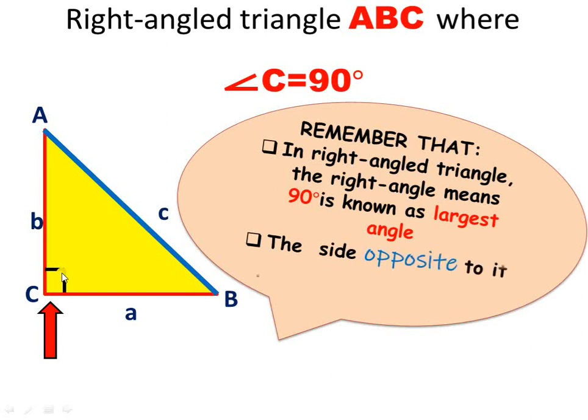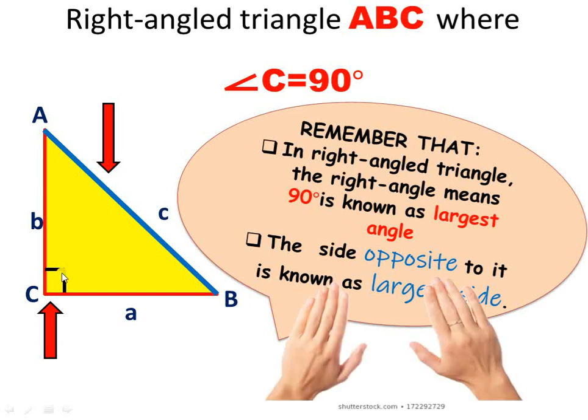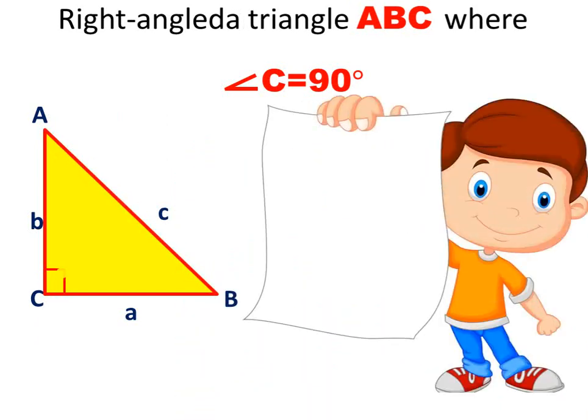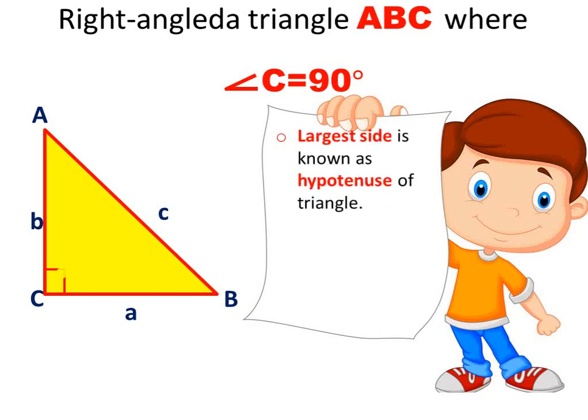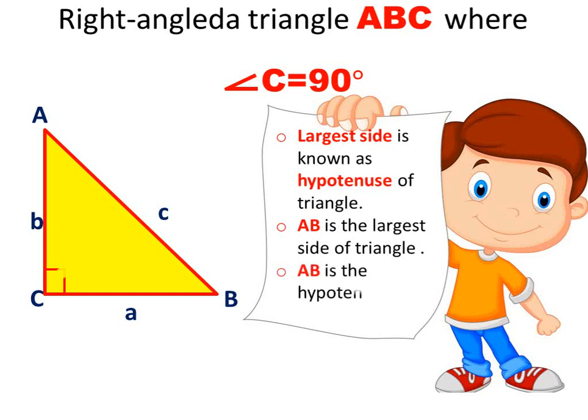The side opposite to it is known as the largest side. So the side that is opposite to 90 degrees is known as the largest side. Here AB is the side that is opposite to 90 degrees. So AB is known as the largest side of a triangle. The largest side is known as the hypotenuse of a triangle. So here AB is the largest side of the triangle, so AB is the hypotenuse of the triangle ABC.